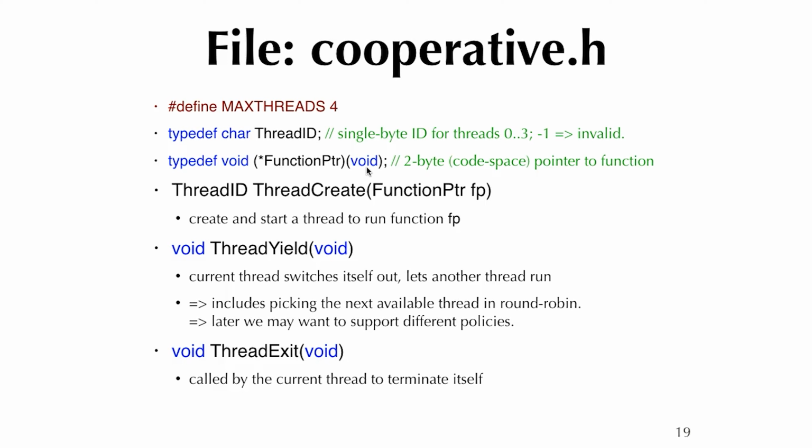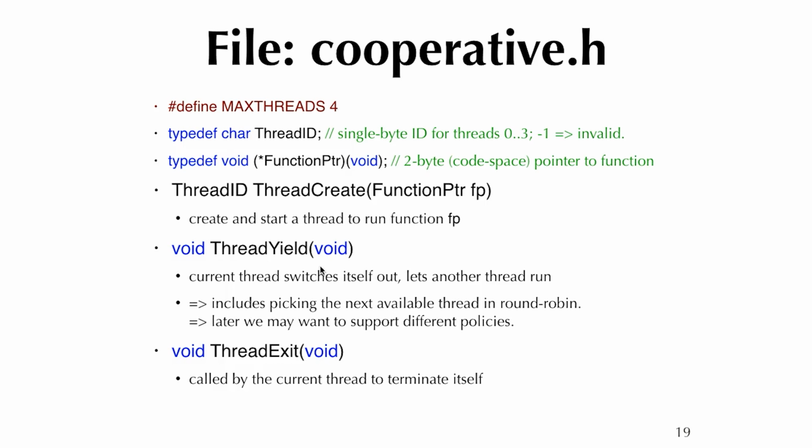So once we have this type, we can then use it to declare thread create. Its argument is a function pointer named FP, and then it returns a thread ID as its type, right? That will create and start a thread that runs the function pointed to by FP. That's how you read it.